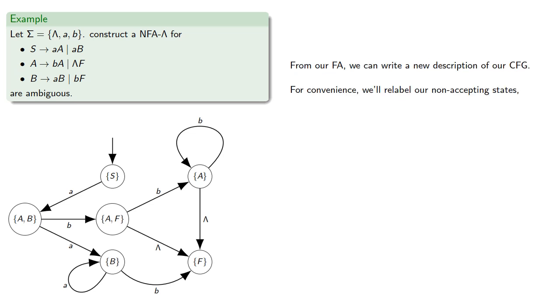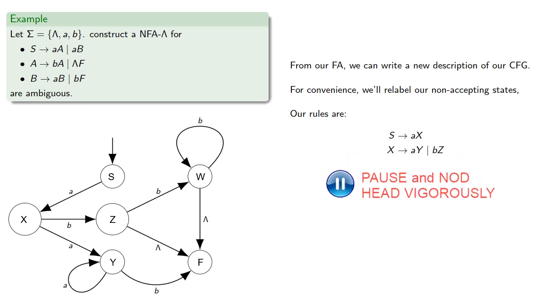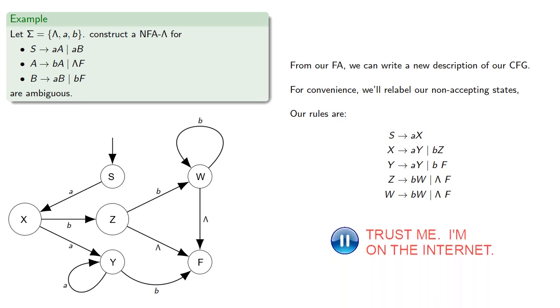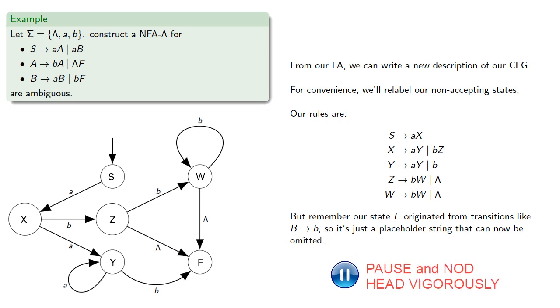And for convenience, we'll relabel our non-accepting states. So S produces AX. X produces either AY or BZ. Y produces AY or BF. Z produces BW or empty string F. W produces BW or empty string F. But also remember that our state F originated from transitions like B produces a symbol, so it's just a placeholder string that at this point we can omit.